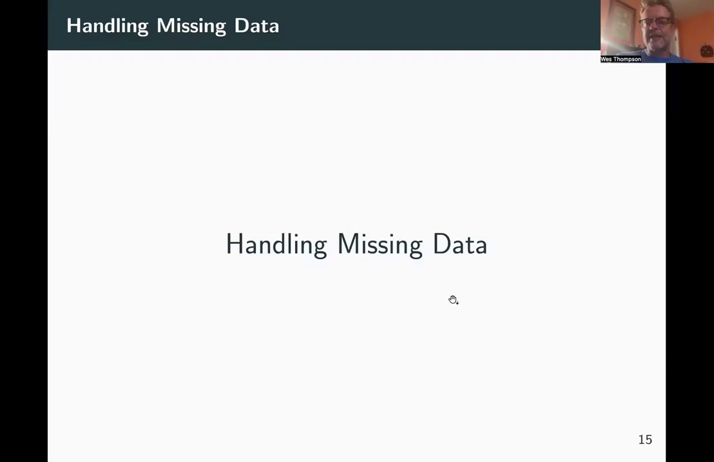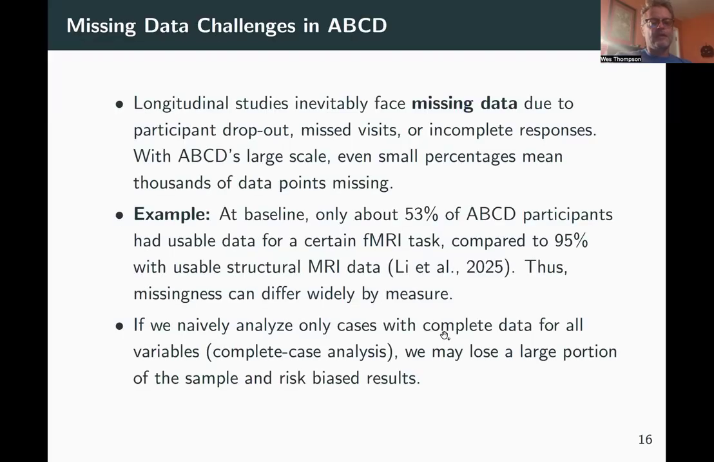Okay, so handling missing data. Missing data are pervasive in studies, and they're especially pervasive in longitudinal studies. So longitudinal studies inevitably face missing data due to participant dropout, missed visits, or incomplete responses, or data that don't surpass QC standards. With ABCD's large scale, and here I mean large scale in terms of the number of variables collected, even small percentages mean thousands of data points missing cumulatively across participants.